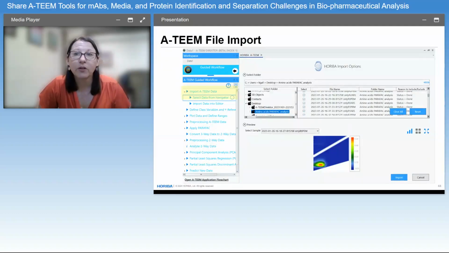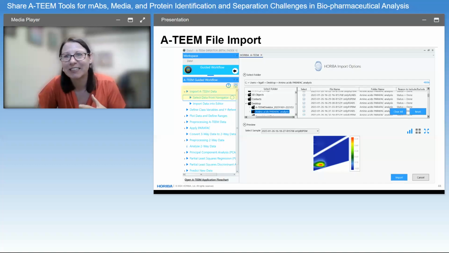For the file import, getting the data, especially three-way data like EEM or A-TEEM data, into a multivariate analysis package can often be one of the biggest steps, right? Just getting your data in. And so A-TEEM has a file import for HORIBA Aqualog specific data files. These are the .dat ASCII format files for the processed EEM data or EEM A-TEEM data, and also for the absorbance spectra that are exported automatically from the Aqualog software.